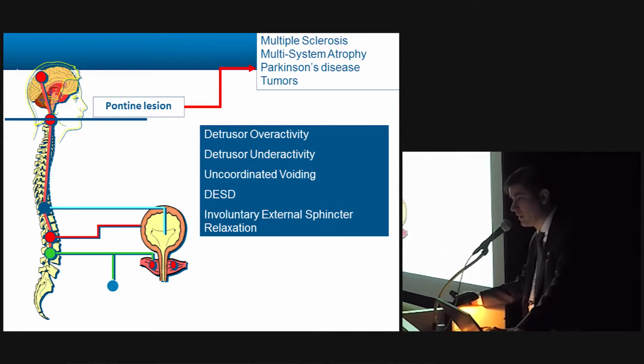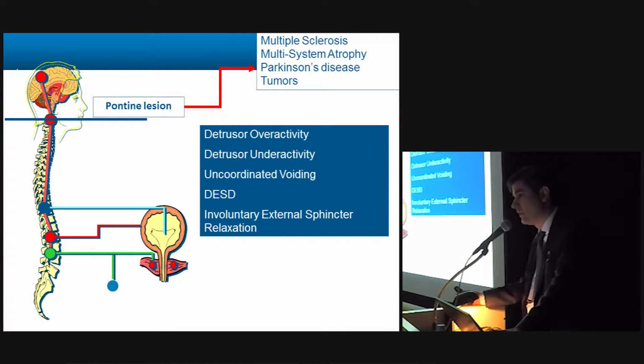As examples of pontine lesions, we can have multiple sclerosis, multisystem atrophy, Parkinson's disease, and tumors. At this point, I would like to say that I've been discussing with Jalish and most probably isolated pontine lesions due to MS are not usual. Most probably MS may have pontine lesions, but the most predominant factor would be the spinal cord injuries in these patients.